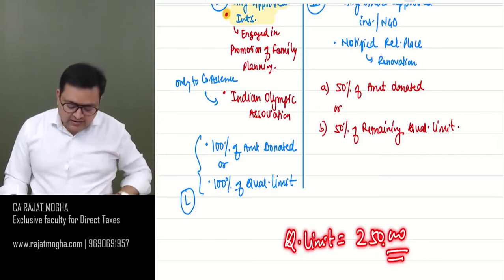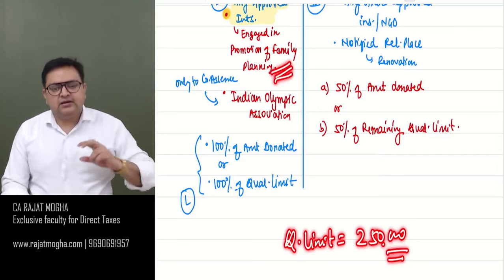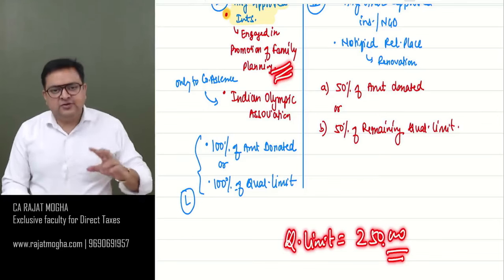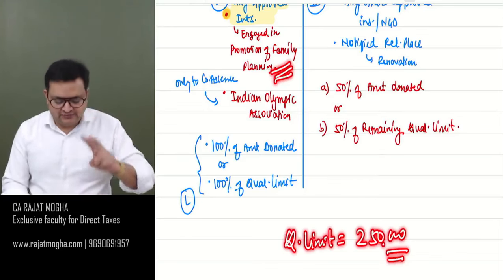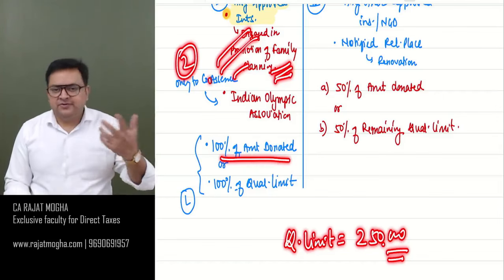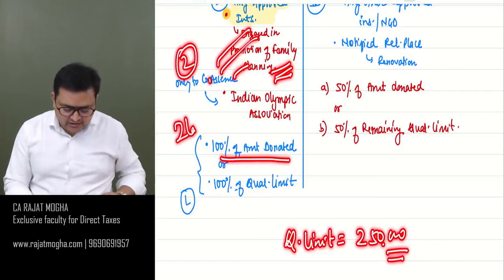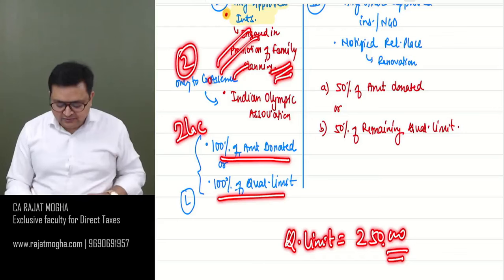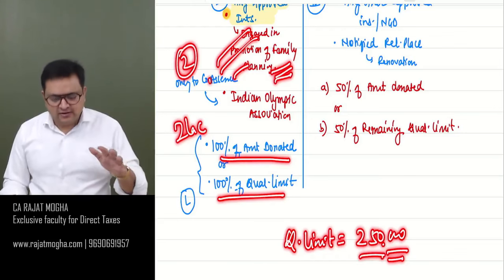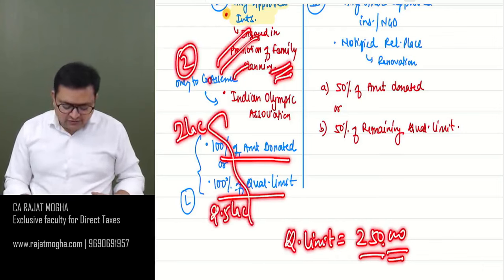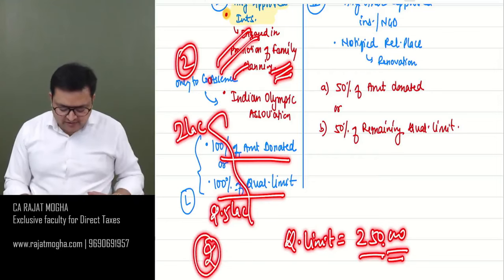And now, let's say a person has donated to an approved institution engaged in family planning. Third category, he has donated 2 lakh rupees over there. So how much deduction will we get in the third category? We will get 100% of the amount donated. 100% of 2 lakh is 2 lakh. Or 100% of the qualifying limit, whichever is lower. The qualifying limit, randomly I have taken 250. So 100% of the qualifying limit is 2.5 lakh, whichever is lower. So how much will you get? 2 lakh over here. Everybody is okay with this 2 lakh?